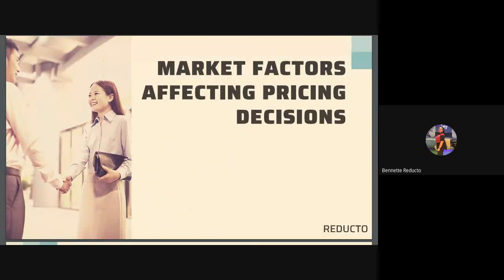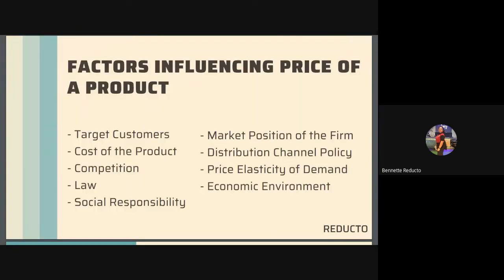So good day, I'm Benedict Dukta and I'm going to discuss the market factors affecting pricing decisions. In total, there are 9 factors influencing the price of a product. First is the target customers. When your target customers' demand is low, it has an inverse relationship with your price. As the price goes up, the demand will go down.